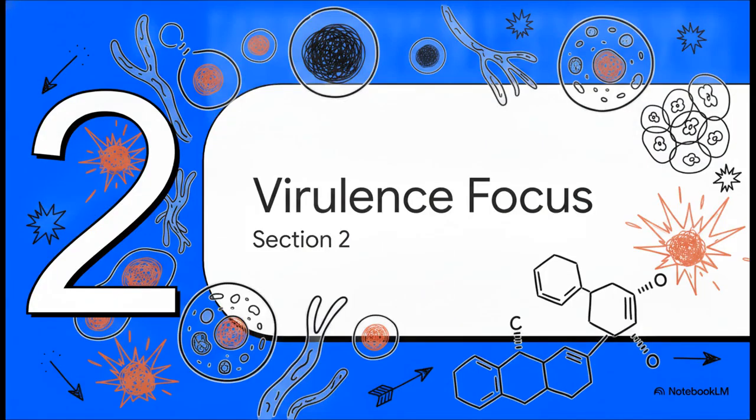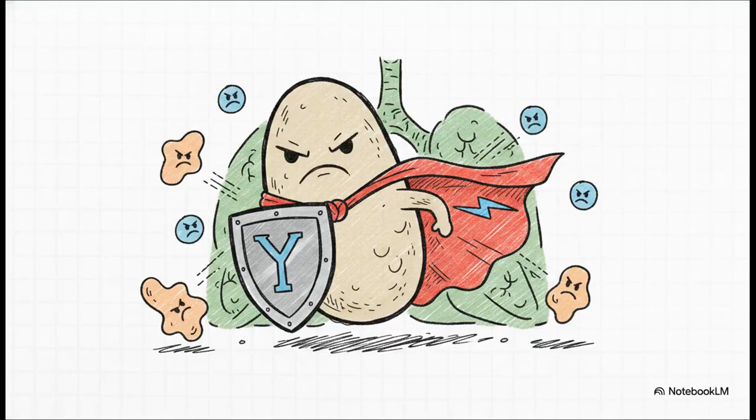Section 2. Virulence Focus. We know what it looks like, but how does this fungus actually survive and cause such massive issues in the body? It all comes down to its chemical weaponry. The absolute heavy hitter in the Blastomyces arsenal is a 120 kilodalton cell surface protein called BAD1, or Blastomyces adhesin 1. This protein is wild. It gets heavily upregulated when the fungus converts to its 37-degree yeast phase inside the host.